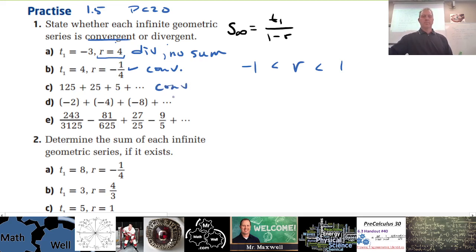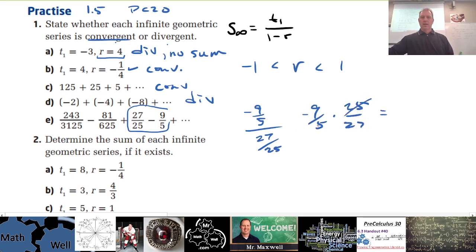So this is convergent. This one, what is this here now? So this is times 2, times 2. So that's divergent. R is greater than 1. And this one here might be a little tough to figure out what R is, but let's take some of the smaller numbers that were given. I would go -9/5 divided by +27/25, which is the same as this. And that becomes 5/1. This becomes 1/3. So we have -5/3. That's greater than 1. So R is greater than 1.